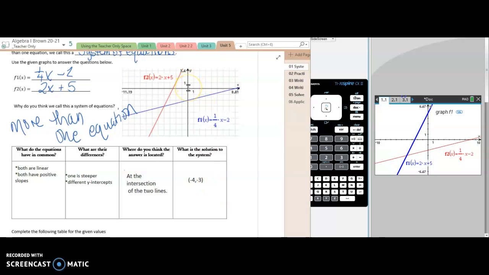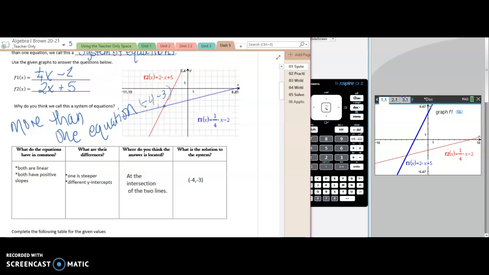So on the coordinate plane, if you go over to the left, let's see if I can do this with this pen. You go over 1, 2, 3, 4, and down 3. This point right here is the intersection of those two lines, and that coordinate is -4, -3. Now, I realize some of you still have trouble with plotting points. We need to work on that.